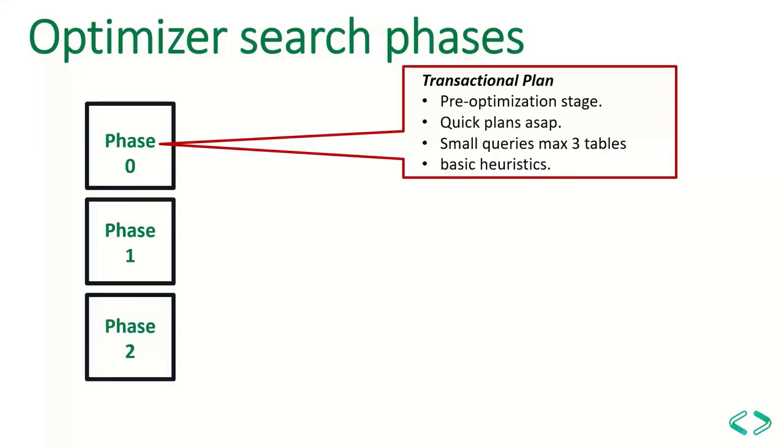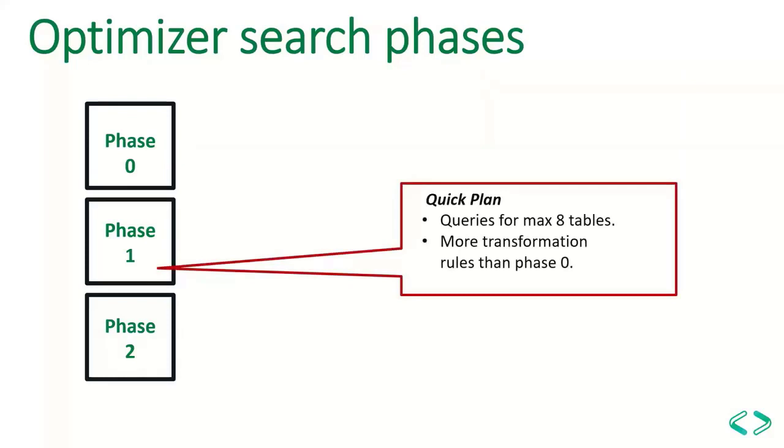These execution plans are created as quickly as possible for very simple queries, with a maximum of 3 tables in them, and they need very little metadata. They need basic heuristics to generate these execution plans. Phase 1 is also known as the quick plan. These execution plans are generated for queries with a maximum of 8 tables. More transformation rules are needed than in phase 0.